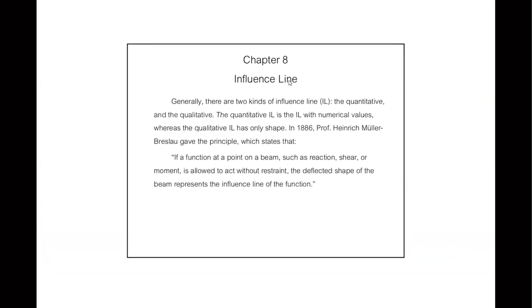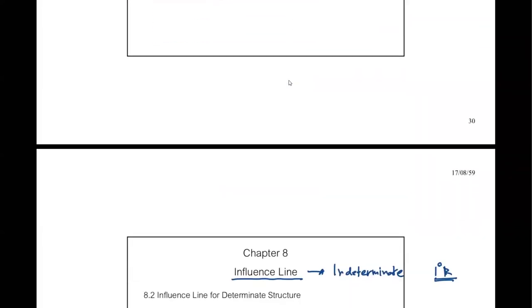This is the handout of the class. In the previous class we discussed the Muller-Breslau principle. Okay, and we know that if a function at a point on the beam is allowed to act without restraint, the deflected shape of the beam will represent the influence line of the function. But of course, we will know only the shape. So this is a quick review of Muller-Breslau to get you into gear.